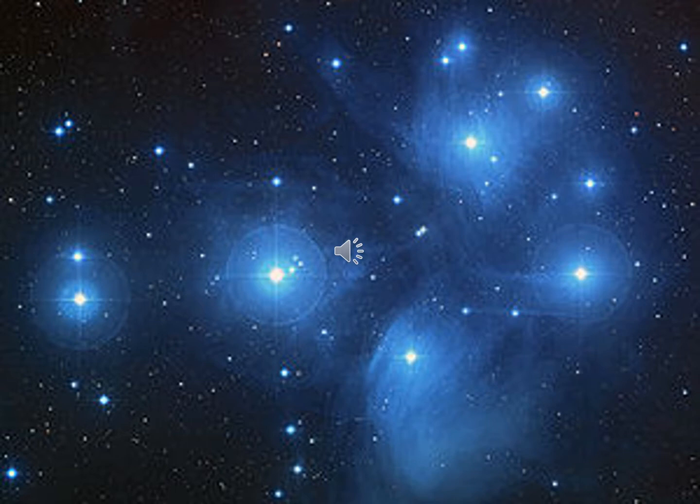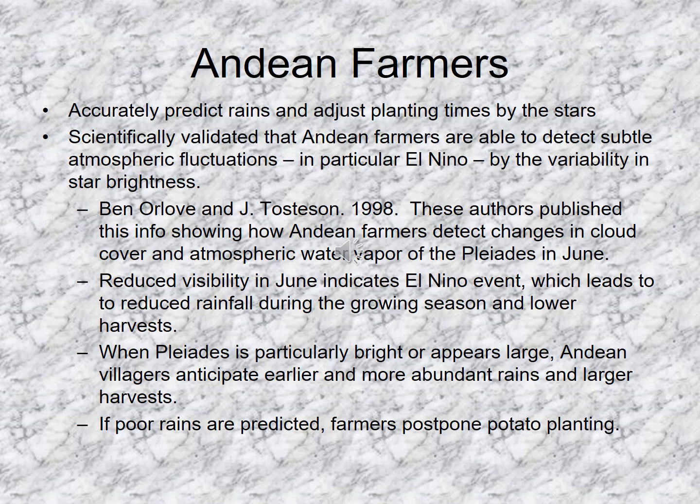indicated whether El Nino or La Nina events were approaching, which was very important for their cropping systems, which have been going also for thousands of years, to be able to predict these things, to know about planting times and harvest yields that year. So these farmers were accurately able to predict rains and adjust their planting times by looking at these stars and constellations. Well, this particular one.